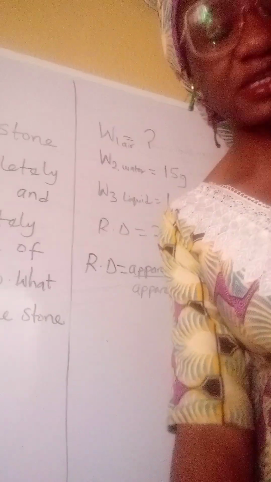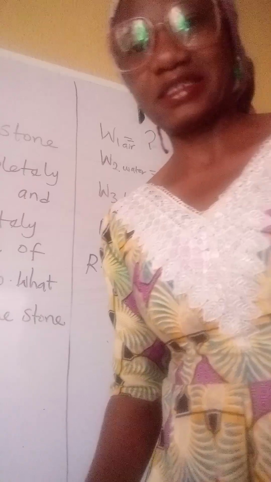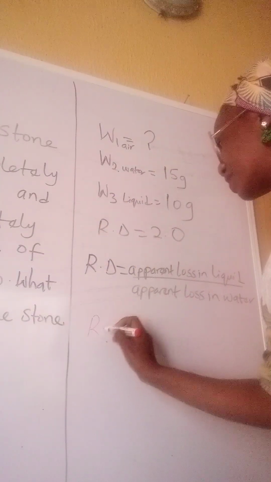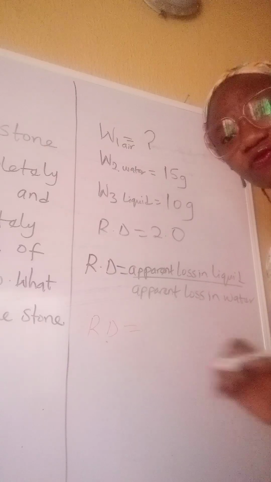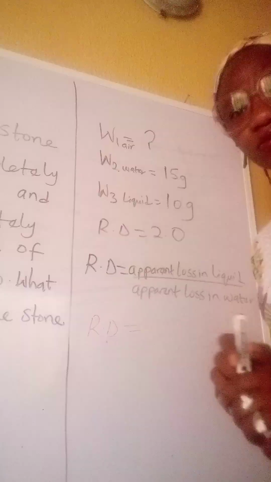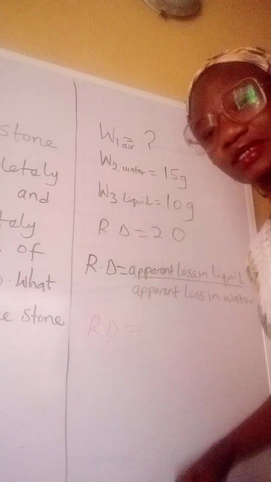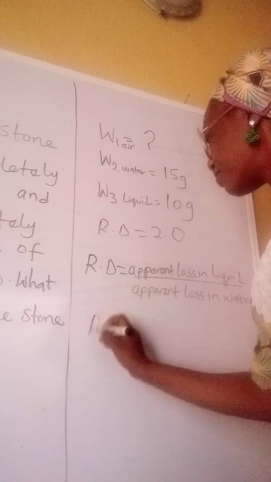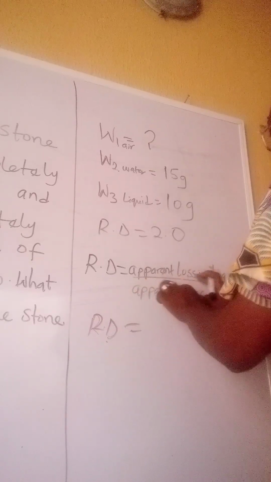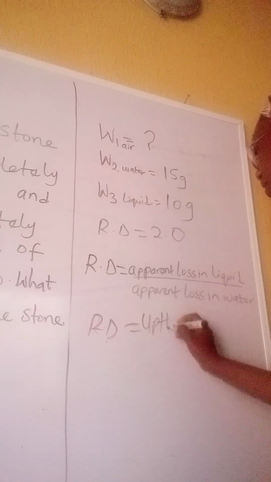Sorry, please, let me see if I can find the other marker. I don't know if you are seeing this red marker. Let me just manage my black marker. So we have RD is equal to. I hope you know that the apparent loss in liquid is the same thing as upthrust in liquid.